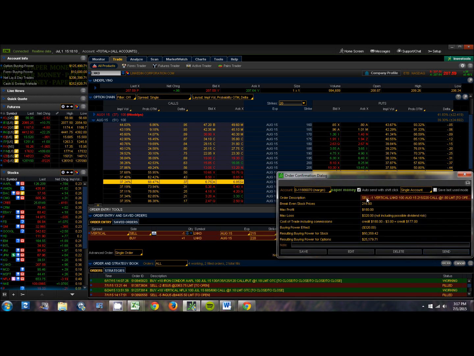So if I go to confirm and send, and I bring up this confirmation box, you guys have maybe never taken the time to look at this, but given everything we've talked about in class last night, I think it behooves us to take a minute and look at this. What's your maximum profit? 180 bucks. That's $1.80 per share on a one lot. That's 100 shares, so it's 180 bucks. What is your maximum loss? $320, right? So Thinkorswim knows that because you have this short call spread, your maximum loss is $320.